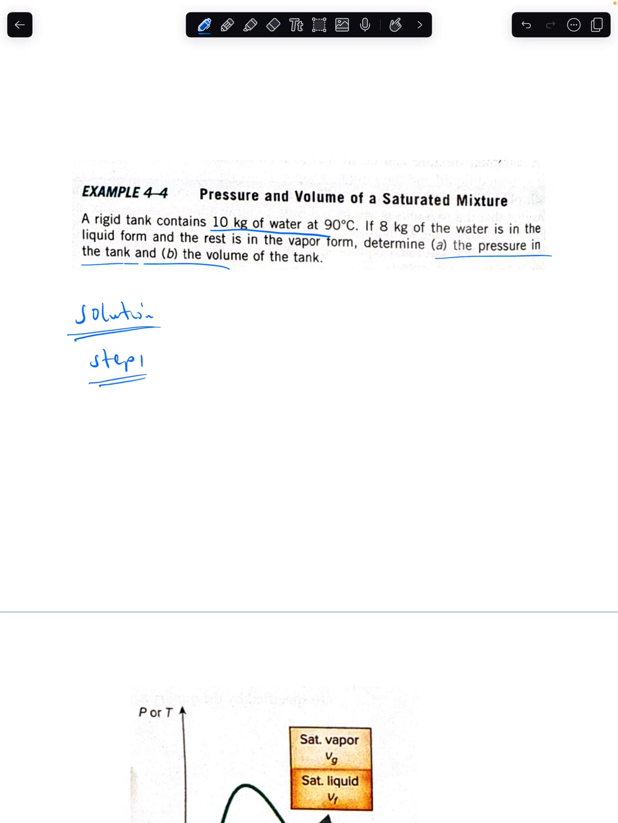Step 1, you read the problem. Step 2, you start thinking about the problem. And how do we do that? We start by looking at the problem and we try to get the substance and the property. The substance and the property.